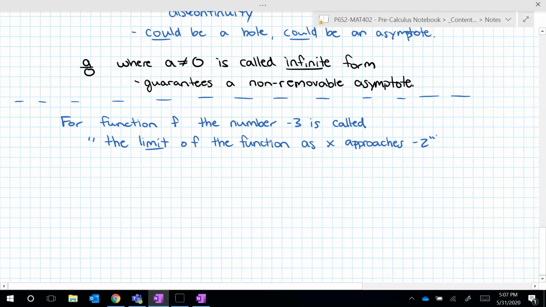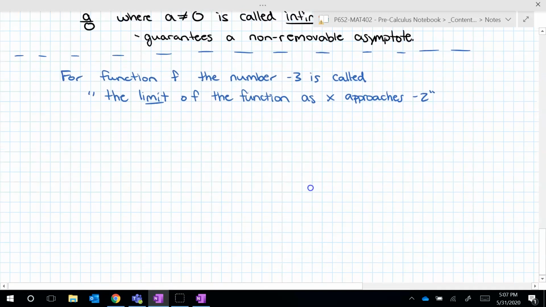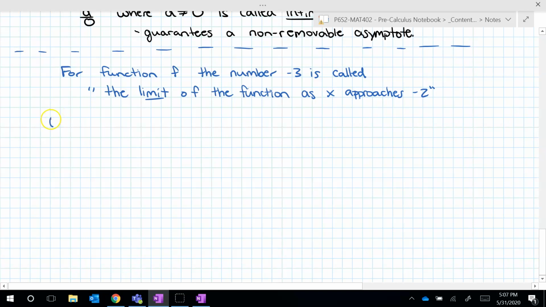f of -2 is undefined, but the limit of the function as we get closer and closer to -2 has a value, and it is -3. And we write that with some symbols. We write lim, the abbreviation for limit, of f of x. This little f of x we usually just write right next to it. And then underneath, we say as x approaches -2 is equal to -3. f of -2 is undefined, but the limit of the function f of x as x approaches -2 is equal to -3.